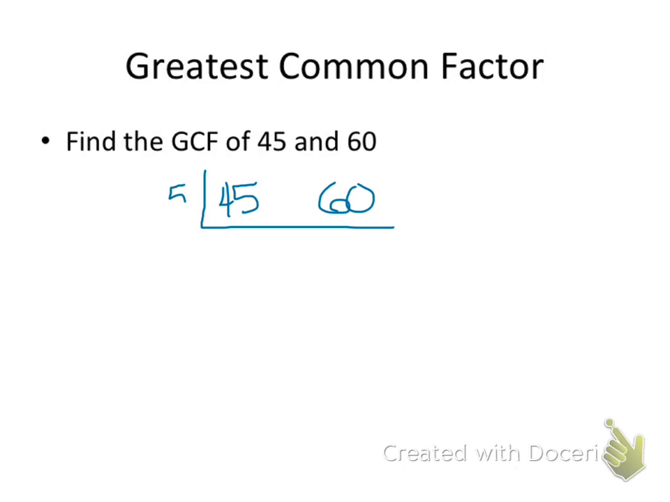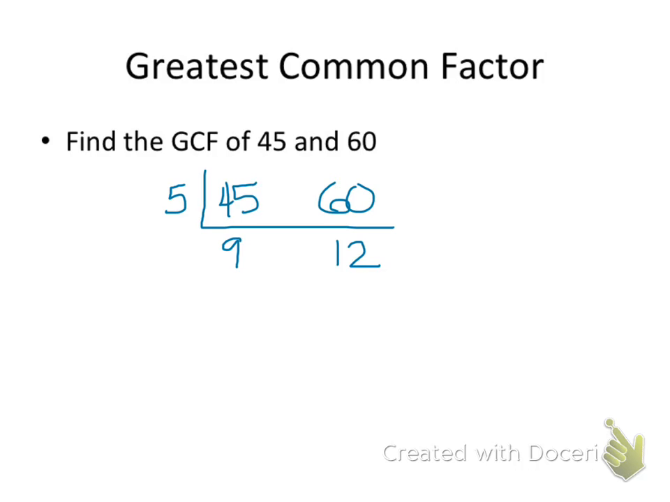So I could divide by 5. So 45 divided by 5, and I put that answer down here. 60 divided by 5 is going to be 12. Now let's look and see if there are any common factors between 9 and 12.